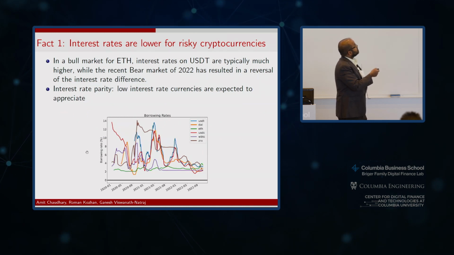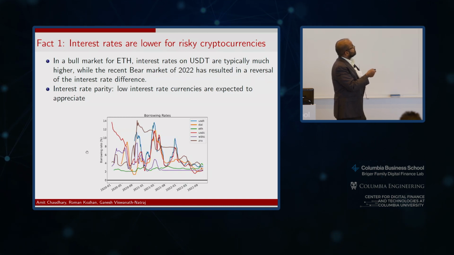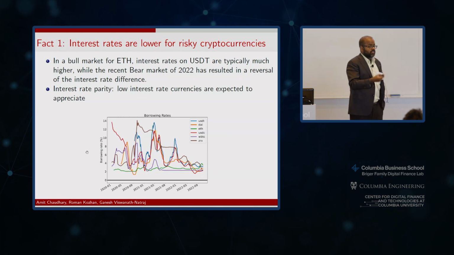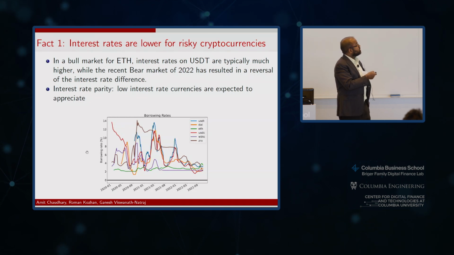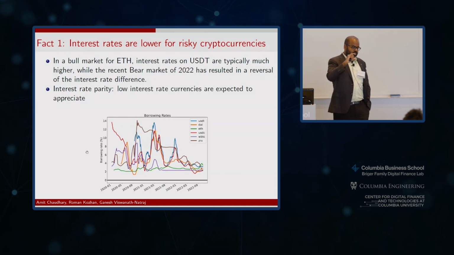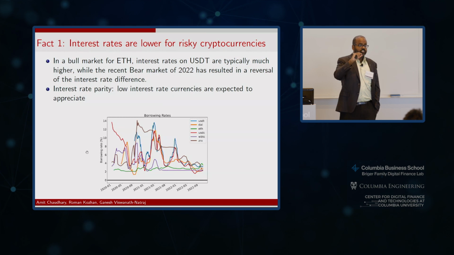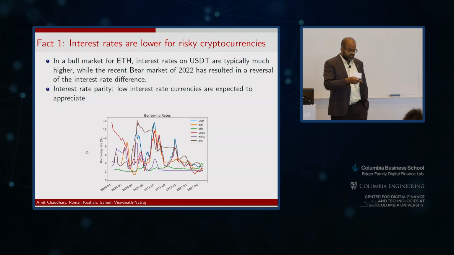We find that stablecoins like Tether, DAI, and USDC typically have much higher rates on these protocols than risky cryptocurrencies like ETH, WBTC, and ZRX. So the stablecoin rates are higher. There has been some reversal over the last year, in line with a bear market, where we start seeing stablecoin rates going below risky cryptocurrency rates. The interest rate differential is a function of the speculative beliefs of traders.